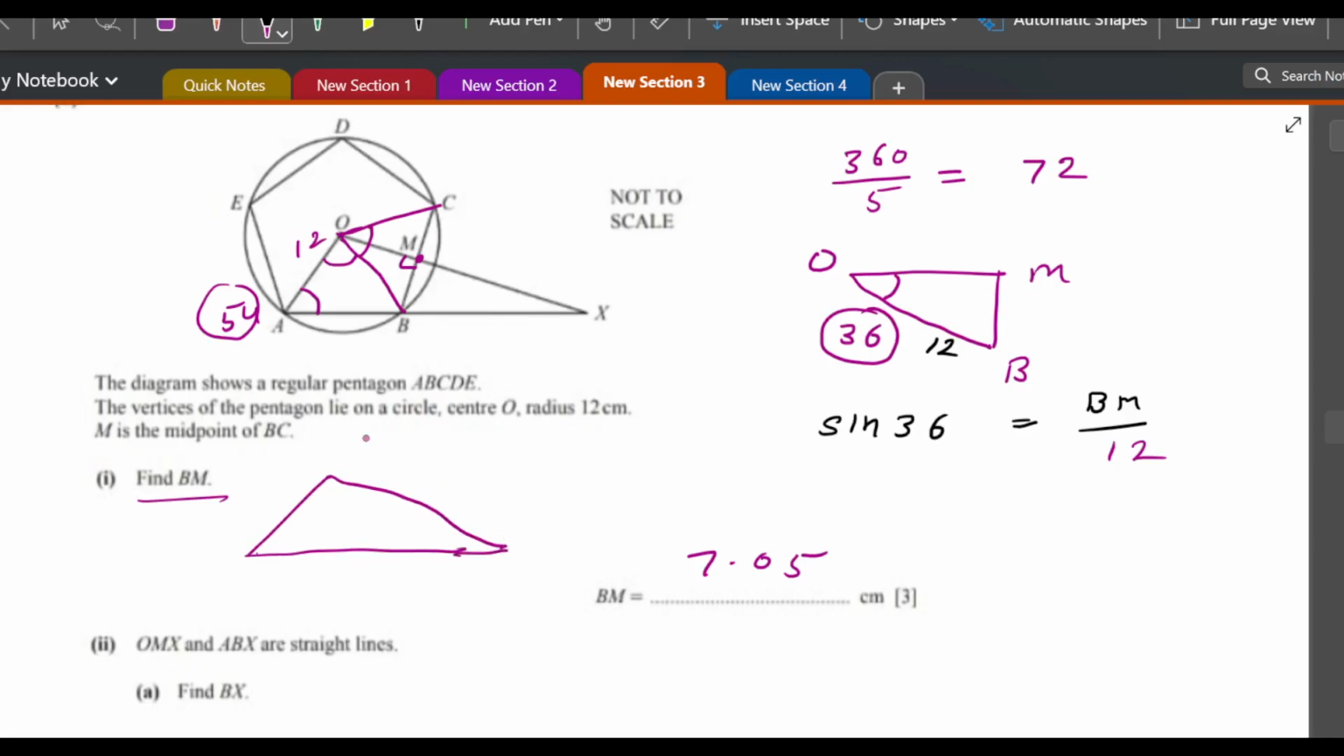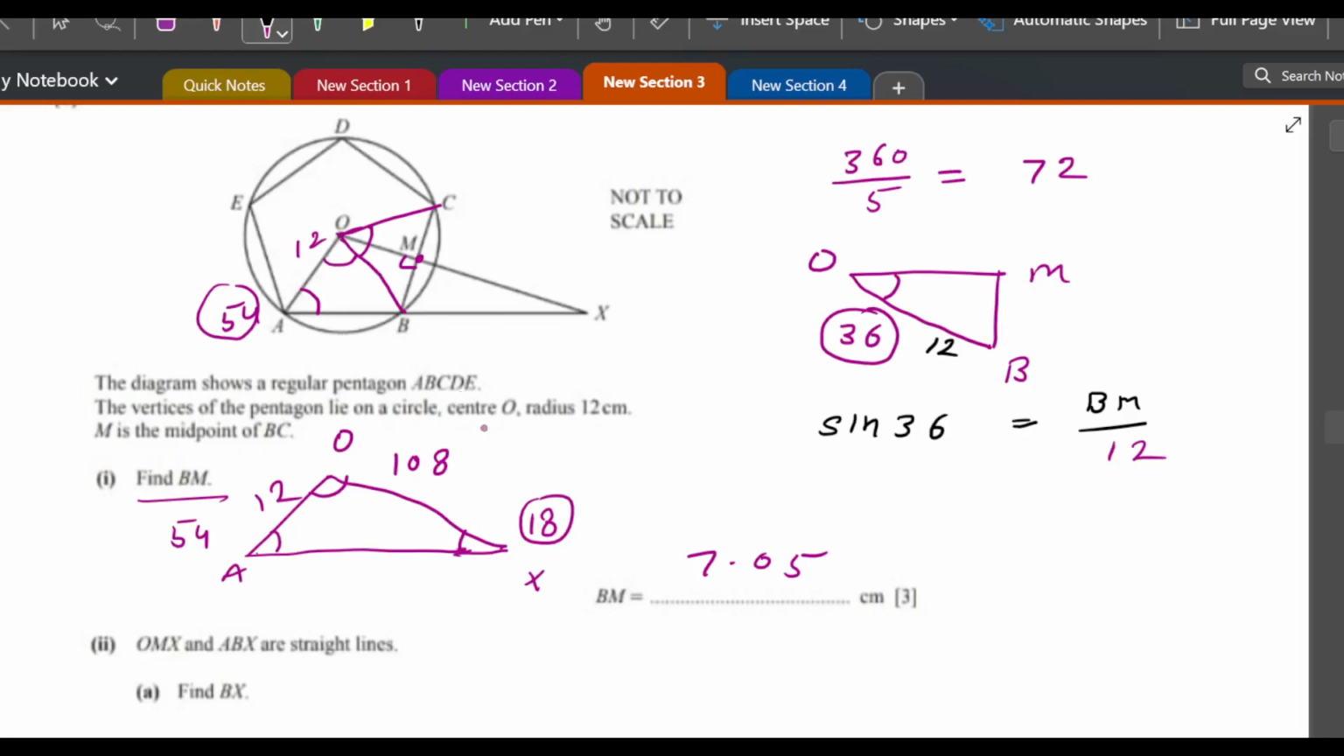suppose I draw this triangle again, AOX. So what I know is that here at O, my angle is 108. At A, my angle is 54. And this AO is 12. And this is X. So I can find out angle X. Angle X, I get 18 degrees. Now here I can use the sine rule and find out AX.